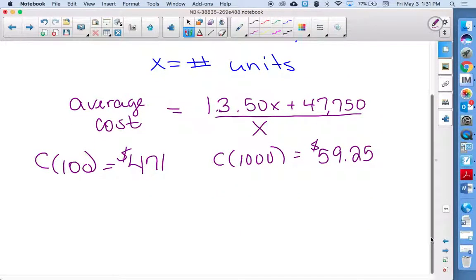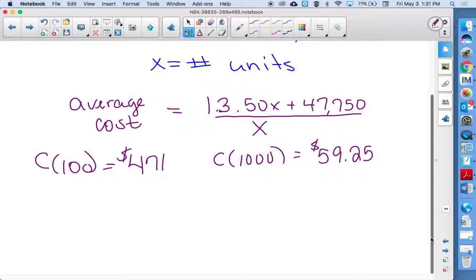Clearly, you need to make more units so that your cost continues to reduce. If you only made 100, it wouldn't be worth it. You're paying $471 per unit, and you probably aren't going to charge that much for somebody to buy it. But if you make 1,000, now it's down to about $60 for you to make the unit or the product, whatever we're making.